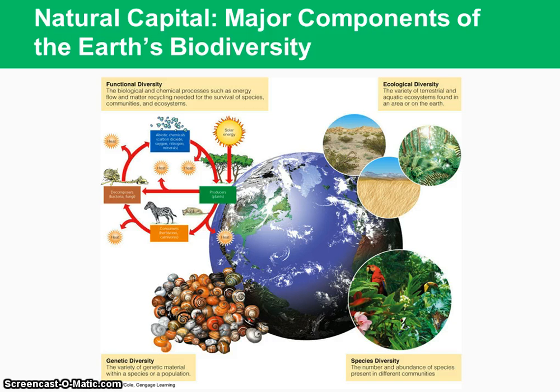Going down to the bottom right corner then is species diversity, and this is what most people are referring to when they just say the word biodiversity. Diversity of life, a number and abundance of species present in different communities. And the last one there on the bottom left is your genetic diversity, and this is a really neat picture that's in the book all on its own and in one location.